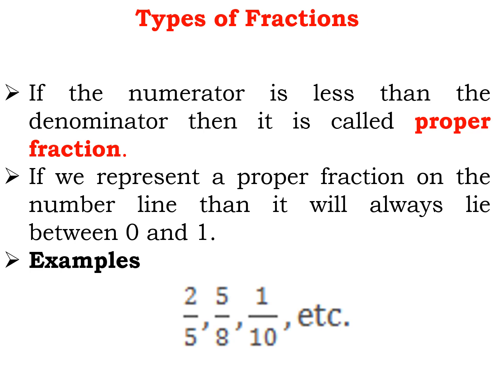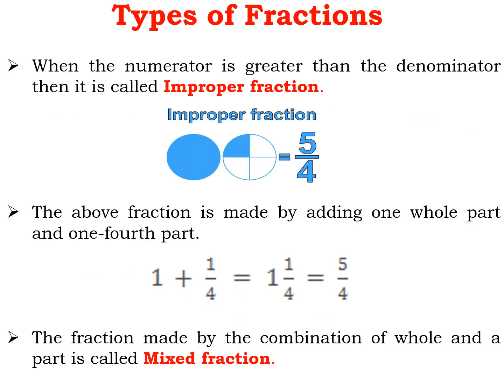Types of fractions. If the numerator is less than the denominator, then it is called a proper fraction. If we represent a proper fraction on the number line, then it will always lie between 0 and 1. Some examples are 2 by 5, 1 by 10, etc.